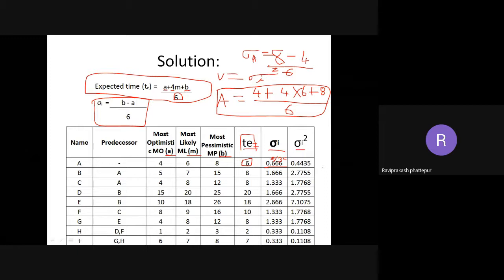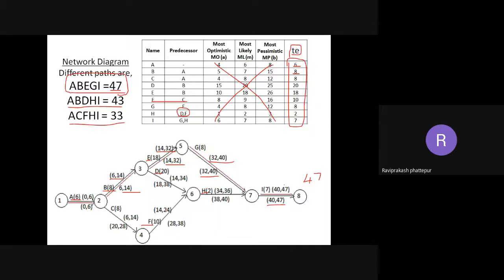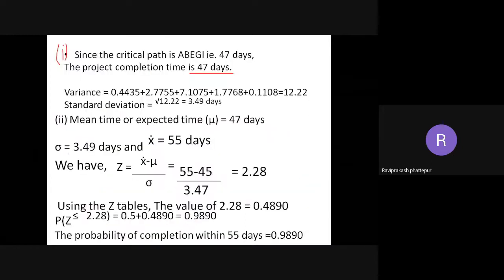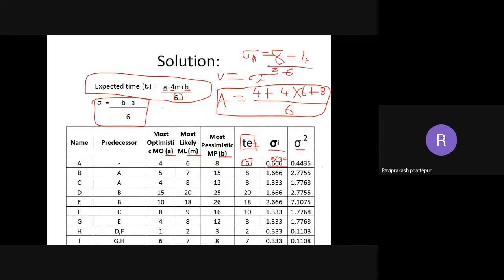Okay, so variance we have found out, but we need to use only the critical path, the values of the critical path. If you see here, for variance I have taken certain values. How did I get these values? The critical path is A B E G I.